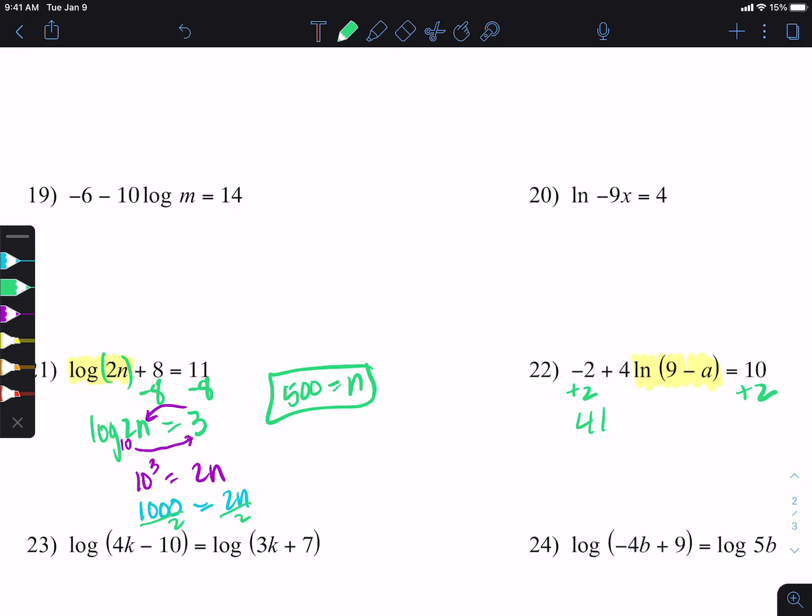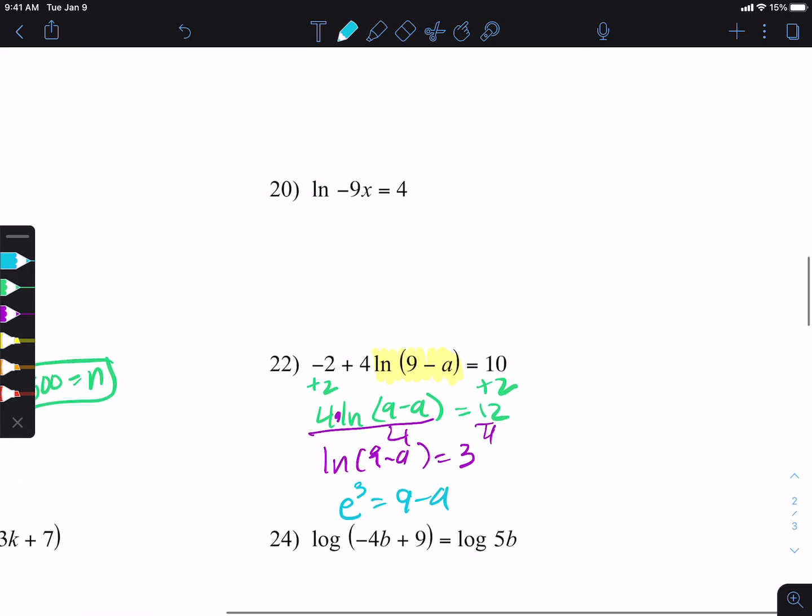And then we have 4 natural log 9 minus a equals 12. Well, now I want to get rid of the 4 in front. The 4 is being multiplied, so we divide by 4. So we have the natural log of 9 minus a equals 3. Again, when we go to switch, there's no base. You have to remember the base with natural log. So your natural log has a base of e. So you're going to do e to the third equals 9 minus a.